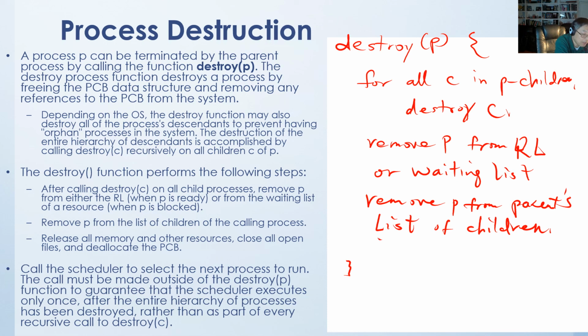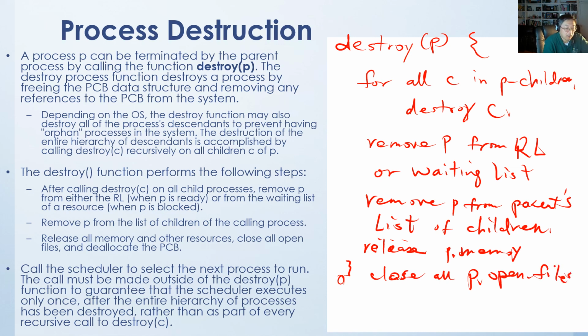So all this is doing the cleanup. Release P dot memory: whatever memory was used, you need to release it. And close P dot open files. The process may have opened a couple of files, and if the process is destroyed, you need to close all the open files. And the last step is to deallocate the PCB.